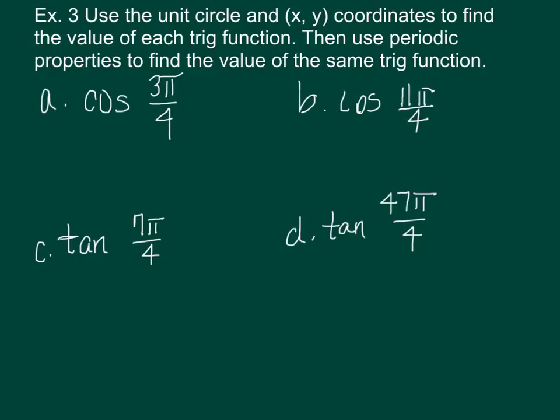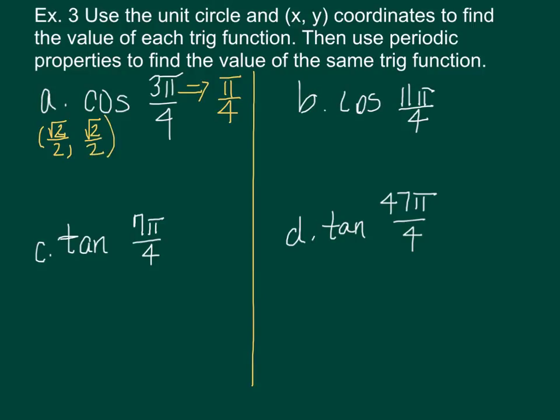Example 3, we're going to use the unit circle and periodic properties to find the value of the trig functions. So on the left side, you're going to see some of our common angles, and on the right, those angles repeat what A and C do. So for example, cosine of 3 pi over 4. Well, 3 pi over 4 uses the same coordinates as pi over 4, which are square root of 2 over 2, comma, square root of 2 over 2.